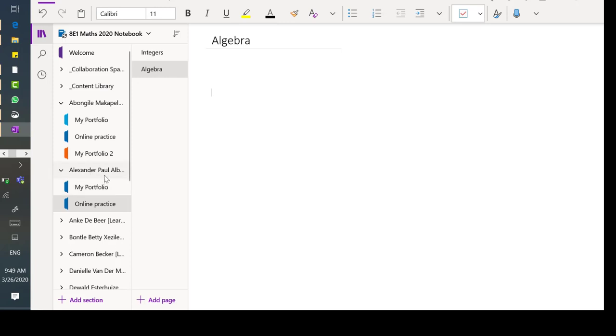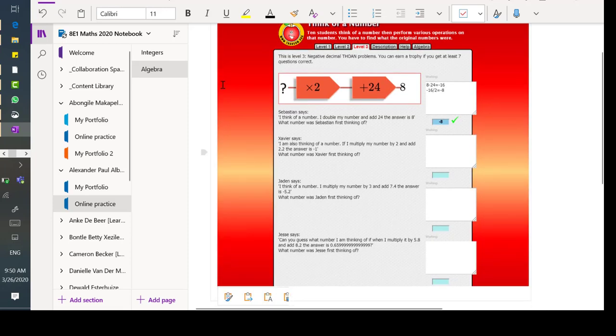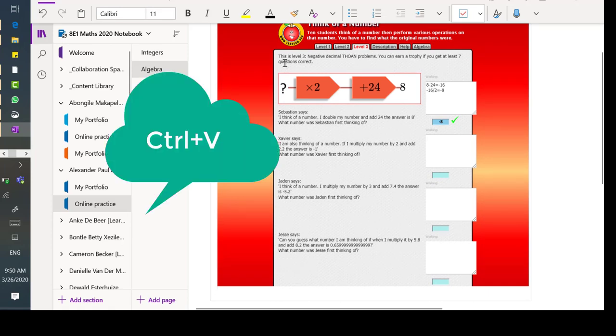In OneNote, in your own book, you're going to have a section which is called Online Practice. You go to that section, you add a page, you name that page Algebra, and then you can click Ctrl-V or just paste it. And then there I would see whether you've completed the assignment.